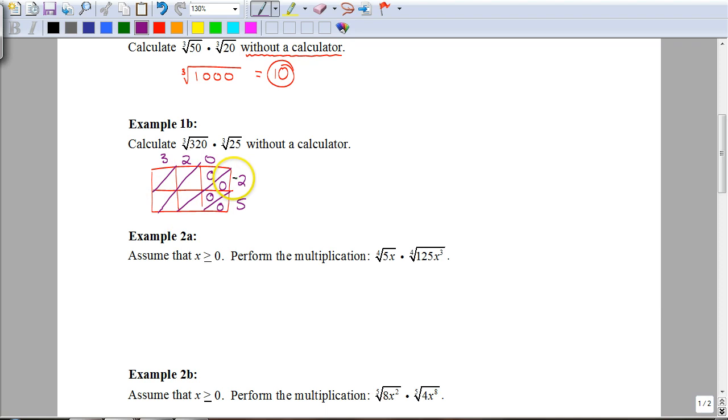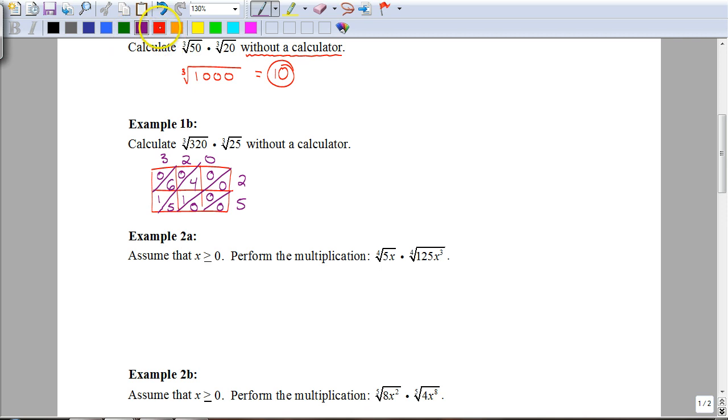So 2 times 2 is 4. Now 4 represented as a double digit would be written as 0, 4. And 2 times 5 is 10, so I'm going to write this as 1 and 0 there. 3 times 2 is 6. And 3 times 5 is 15.